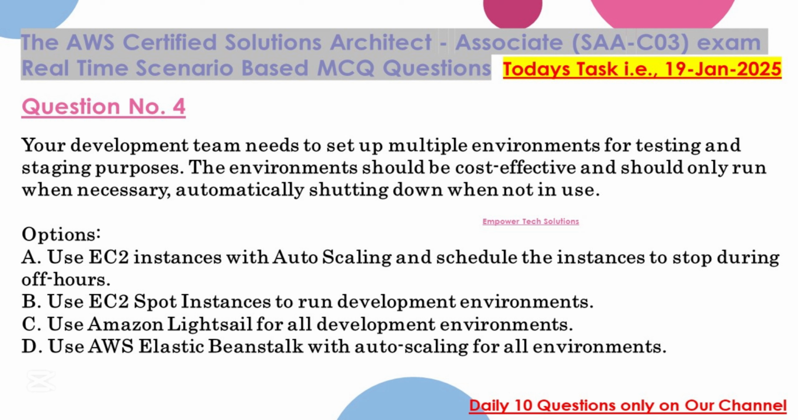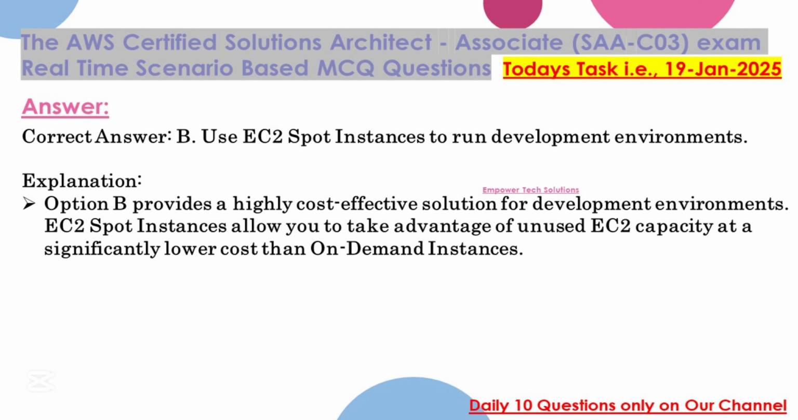C. Use Amazon Lightsail for all development environments. D. Use AWS Elastic Beanstalk with auto-scaling for all environments. Correct answer: B. Use EC2 spot instances to run development environments. Explanation: Option B provides a highly cost-effective solution for development environments. EC2 spot instances allow you to take advantage of unused EC2 capacity at a significantly lower cost than on-demand instances.